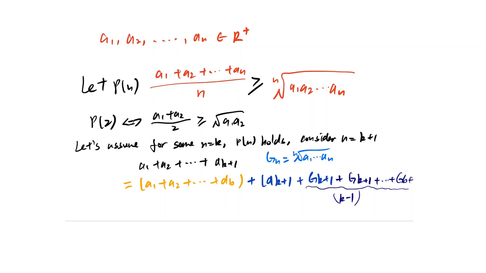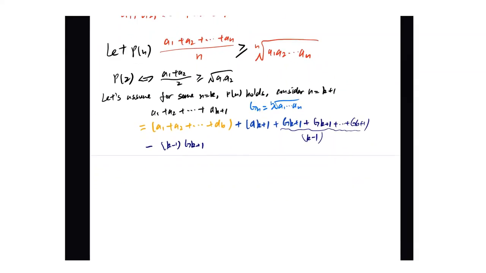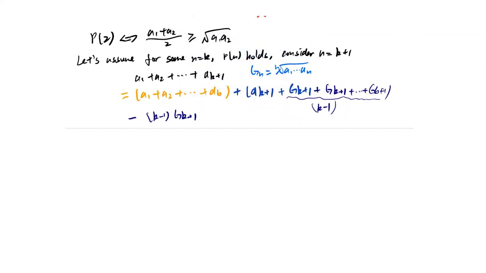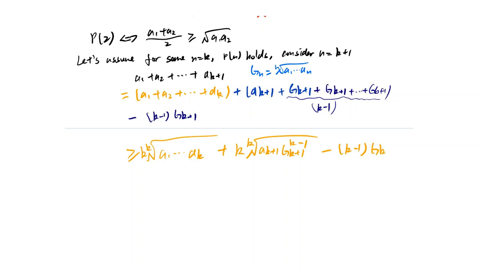And since we add these terms, we actually need to subtract them, and we will have k minus 1 times g_{k+1}. And now, since we know for a fact that we have the AM-GM inequality, this is larger or equal to k, which is our assumption, times a1 all the way up to ak plus k times the kth root of a_{k+1} g_{k+1}^{k-1}, minus k minus 1 times g_{k+1}.